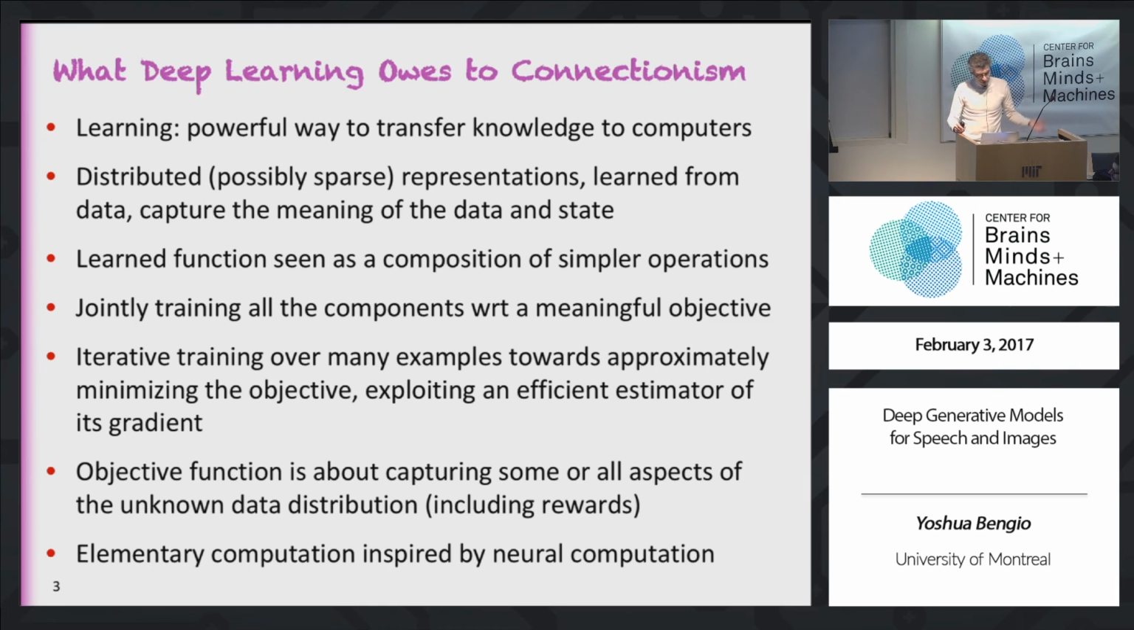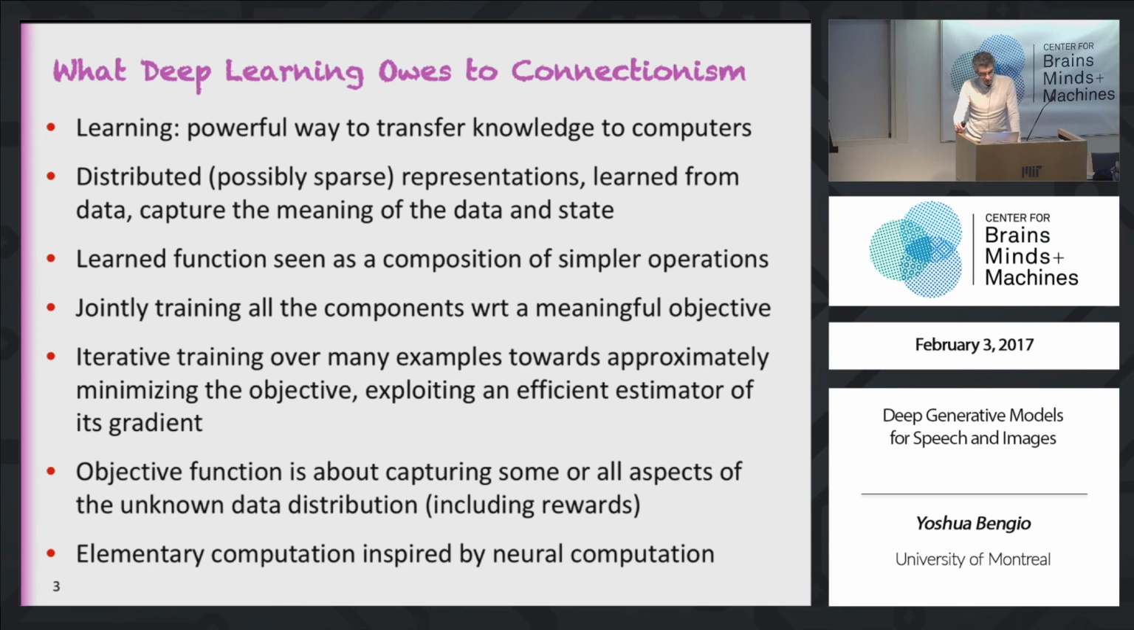deep learning. Of course, the importance of learning is a powerful way to put knowledge into computers, and this is really important because what makes us and machines intelligent potentially is knowledge. The really central idea, I think, of connectionist approaches is that of distributed representations, potentially sparse. Of course, these representations are learned from data, they're not handcrafted, and they capture in a very critical way the meaning of the data or the state that is to be represented.